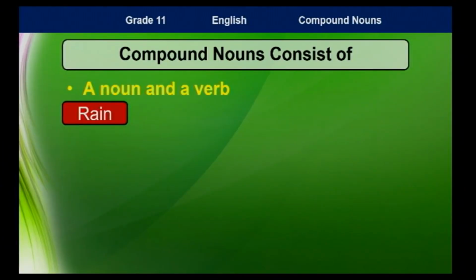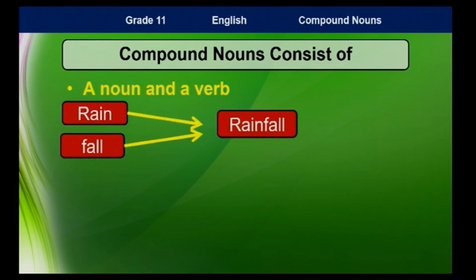Let's have a look at the second slide in order to see how we can generate compound nouns by adding a noun and a verb together. Alright, rain is a noun, fall is a verb. Rainfall.